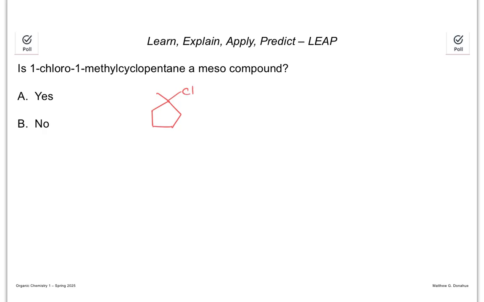So this compound is 1-chloro-1-methyl-cyclopentane. And the question asks, is it a meso compound? Do you remember what the definition of meso is? Number one, it has to have at least one stereocenter. And number two, it has to have an internal mirror plane. So this molecule does have an internal mirror plane, like right here, but it does not have a stereocenter. So the answer for this would be no.